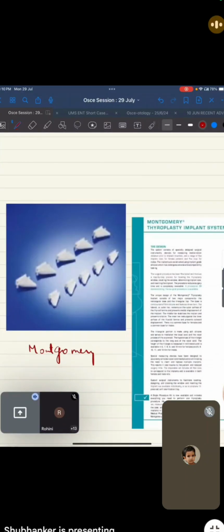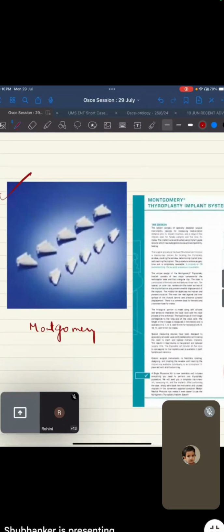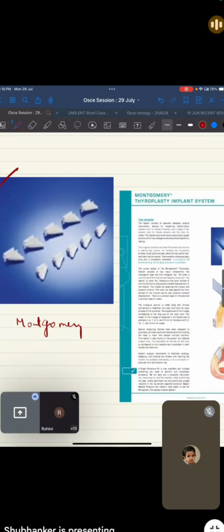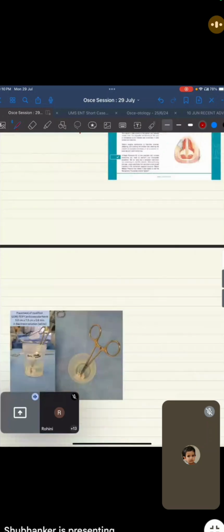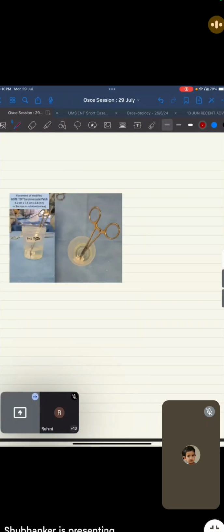So this is the Montgomery implant, the first one. Okay, the first one is the Montgomery implant. I'm sorry for the image quality. And this is the Gore-Tex one. This can be placed in this thing.